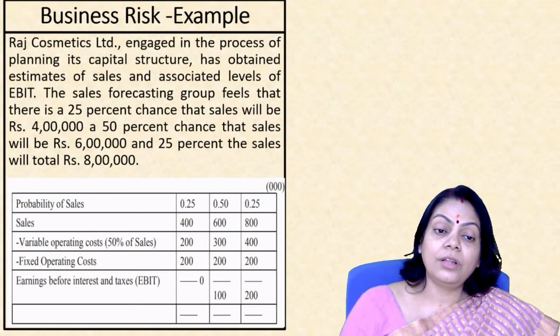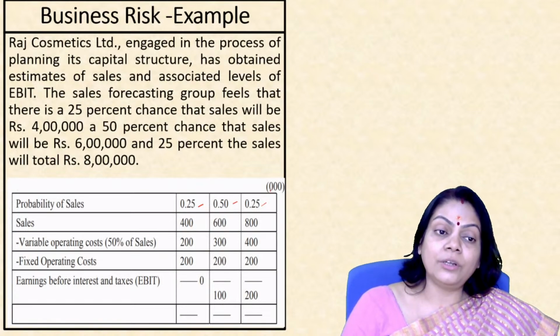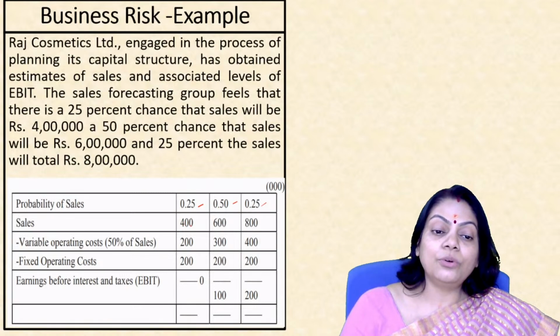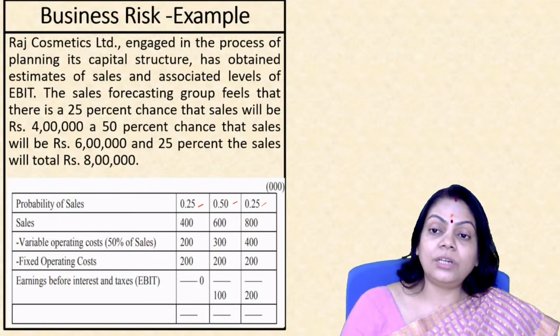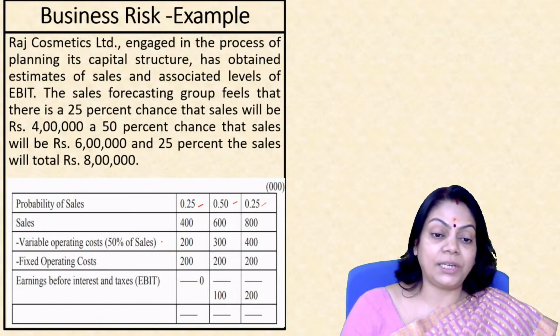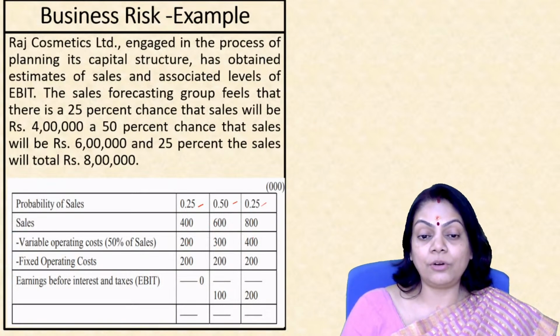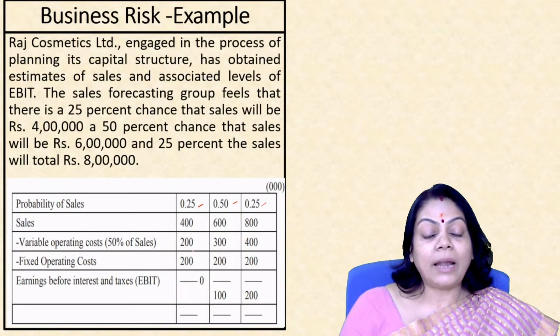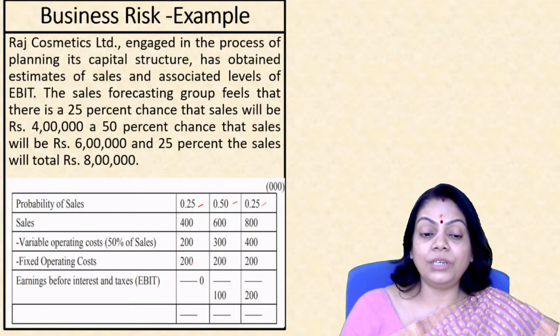I have written here the 25% probability, the 50% probability, and the 25%; the total is 100% probability. The sales are written in terms of thousands, so 3 zeros are omitted: 400, 600 and 800. Now the variable operating cost, instead of per unit price, is given as a percentage of sales. The variable cost is 50% of sales revenue in each case, and the fixed cost is constant throughout, each one of them being 200.